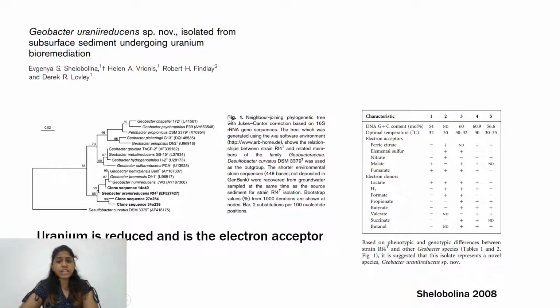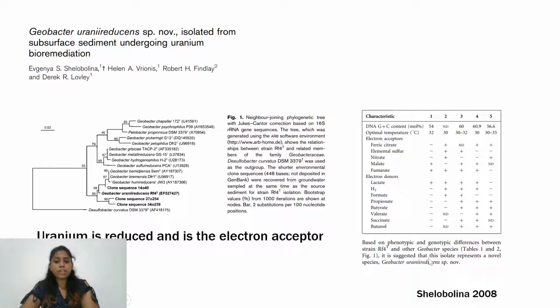Here they have conducted a DNA content based phylogenetic tree. They also classify them based on the electron acceptors and donors that they can act on. This positive symbol means that they can use this particular electron acceptor or donor. So for these different organisms, they have built this phylogenetic tree based on that.